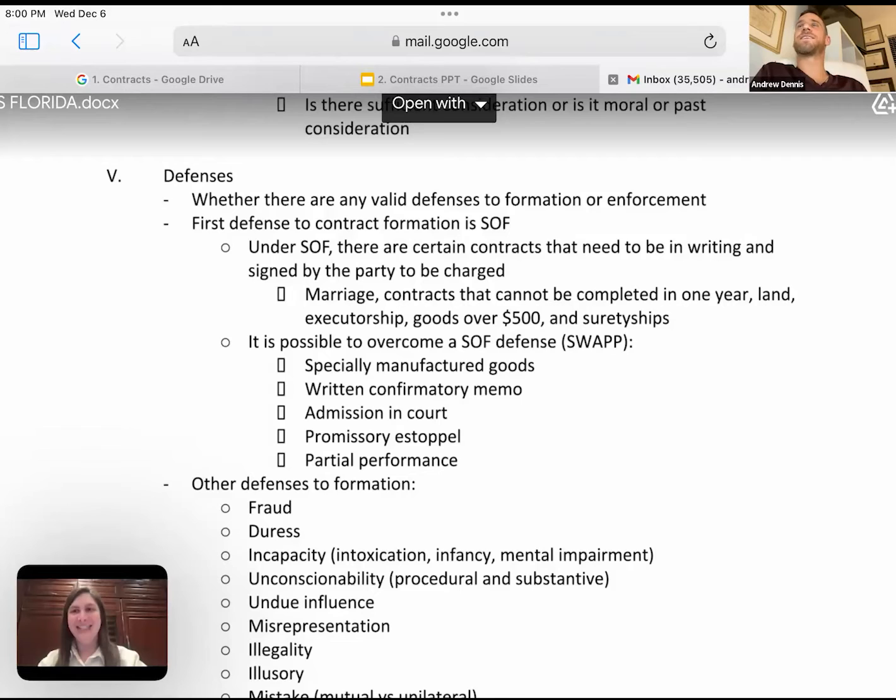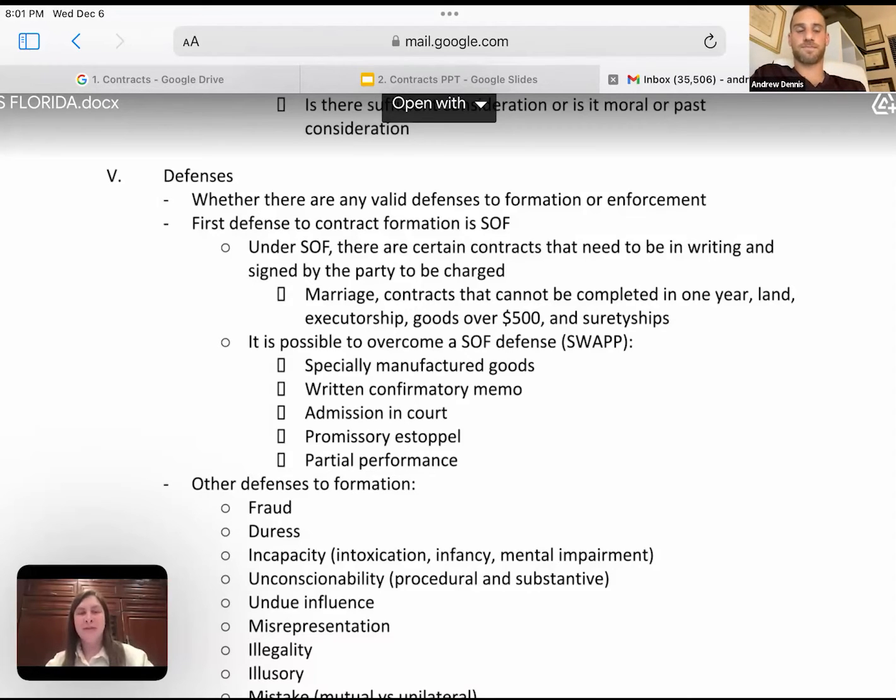All right, so let's continue with defenses. So defenses are huge. We've talked about whether there's a contract, who are the parties, what type of contract it is. We've talked about contract formation. Now we need to talk about defenses. And I've literally never seen a Florida contract essay that doesn't allow you to bring up the defense of the statute of frauds, right? Under the statute of frauds, there are certain contracts that need to be in writing and signed by the party to be charged.